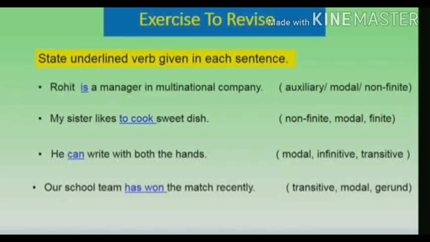He can write with both hands: modal, intransitive, transitive. Our school team has won the match recently. Now, has won, what type of verb is it? Is it a transitive verb or modal verb, or is it a gerund? So this is the exercise sheet that is there in this video, children. You must do it on a page and send it back to me, or I will send the answers. You cross-check them. Okay, if you have doubts, please post to me.